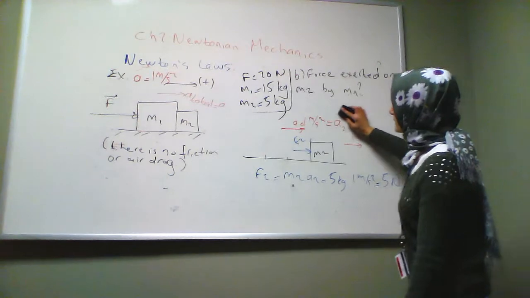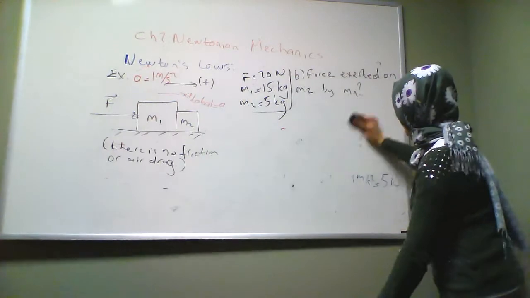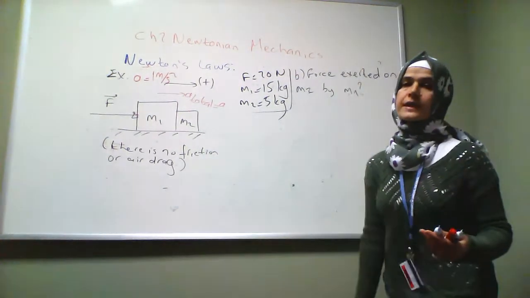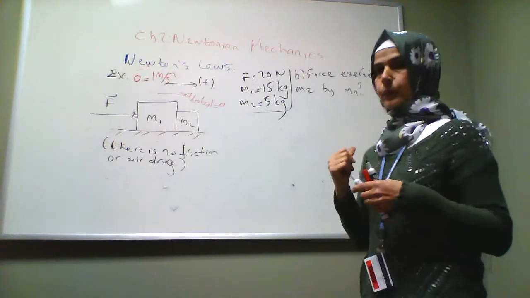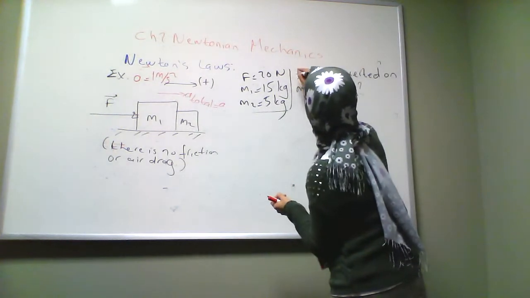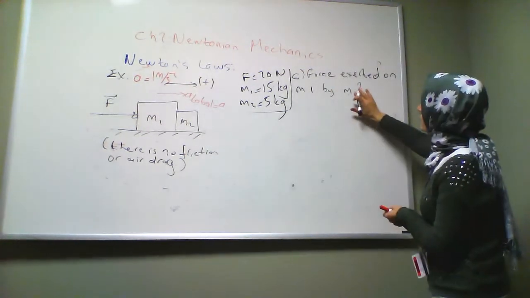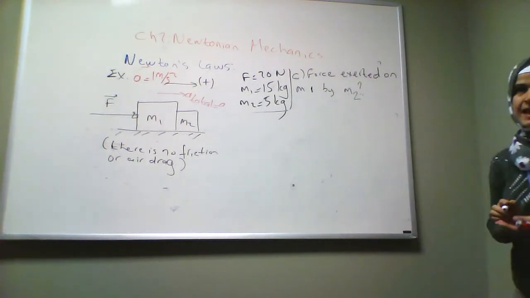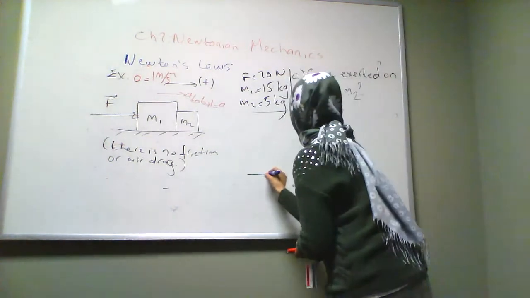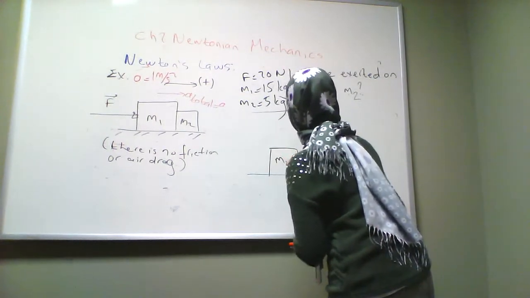Part C says, I'm going to delete this now. Let me delete it all. And part C says, what is the force exerted on M1 by M2? Now, we are moving on to M1. So C, force exerted on M1 by M2. And this will be found using action-reaction. Okay, so we have these two masses. We are separating them to see this.